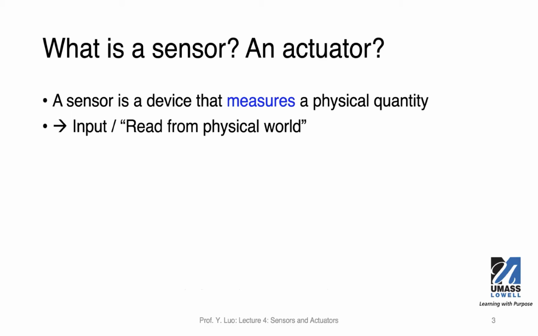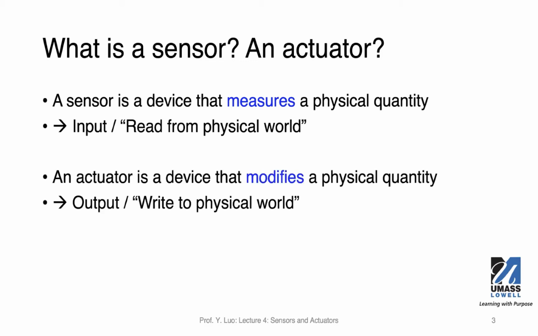So when we have this cyber-physical system, it interacts with the physical world. So there are a lot of physical attributes that we want to understand. Sound level, temperature, speed. So these are the physical quantities. You can think about that the sensor is an input, and we want to have some data that we can read from the physical world into this cyberspace.